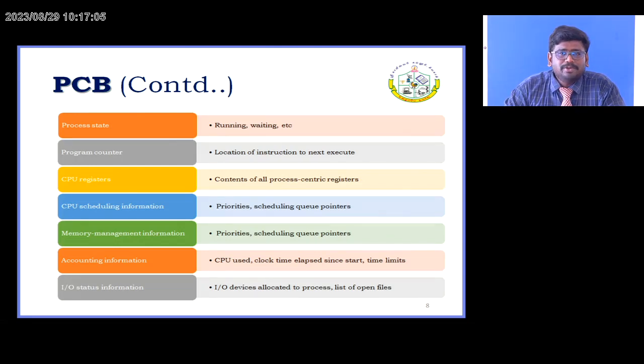Then CPU scheduling information, which is usually the scheduling priority and queue information. Then accounting information, usually the resources used like CPU used, clock and time limit. All this information is stored in accounting information. Then IO status information: the IO devices allocated to the particular process, this information is stored in the process control block.